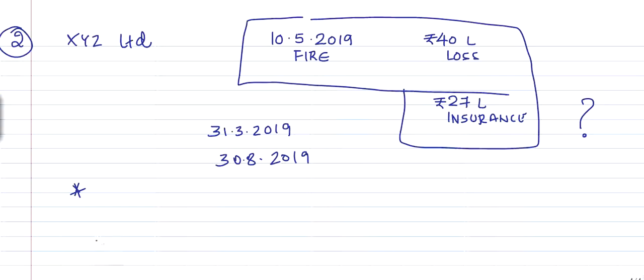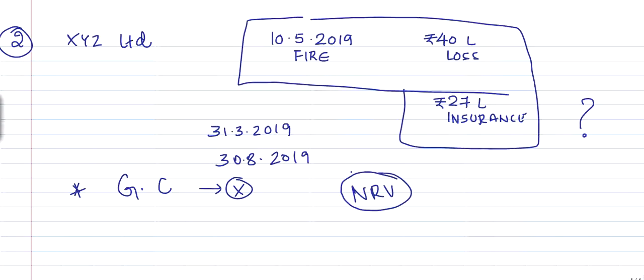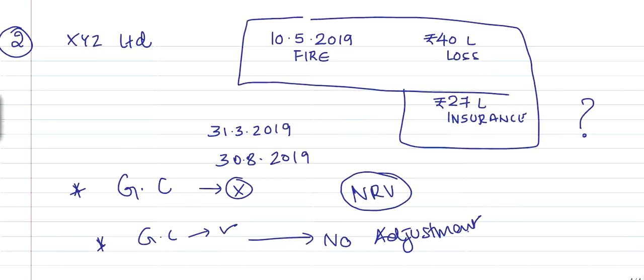So the answer is, if the going concern assumption is no longer valid, then all the preparation should show the assets and liabilities at NRV, that is net realizable value. In case the going concern assumption is valid, even after the fire, no adjustment is required, because it does not fulfill two conditions. So no adjustment is required in the financial statement.